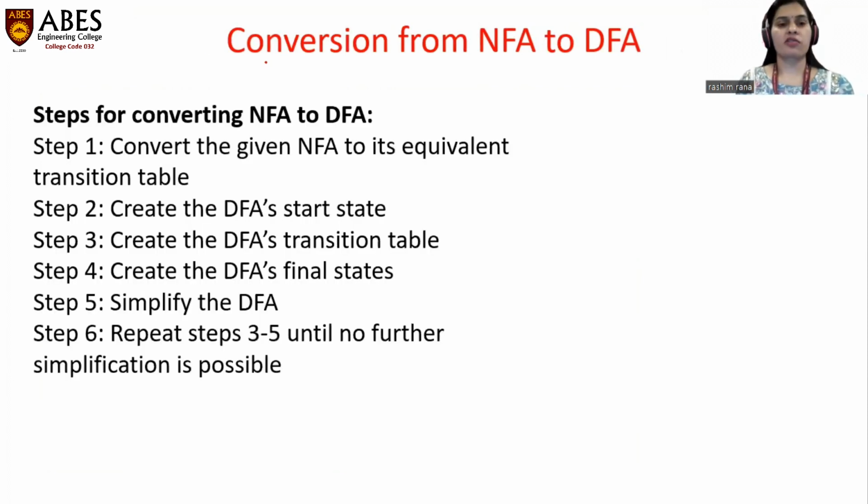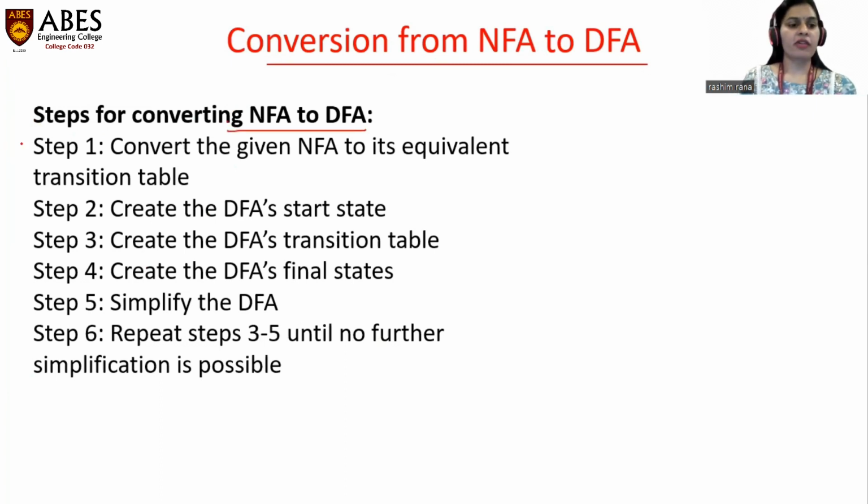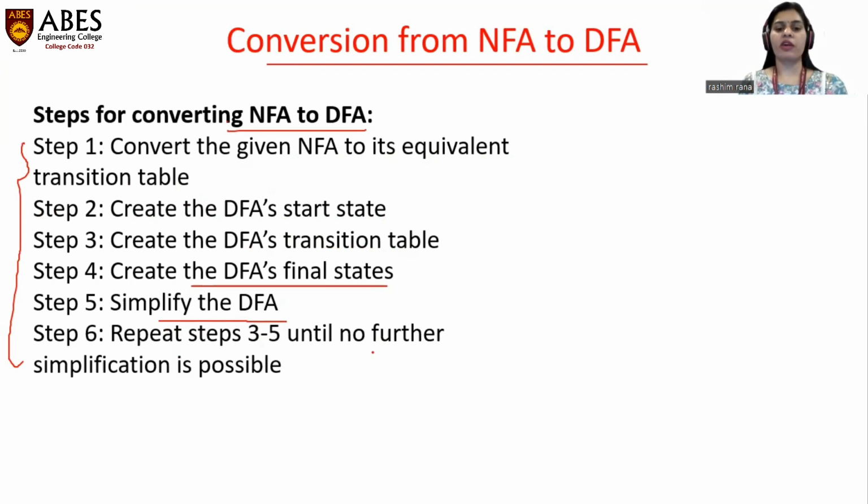Let's start our next topic, that is conversion from NFA to DFA. We have to follow some steps for converting NFA to DFA. These are our steps. Step 1: convert the given NFA to its equivalent transition table. Create the DFA start state. Create the DFA transition table. Create the DFA final state. Simplify the DFA. Repeat steps 3 to 5 until no further simplification is possible.